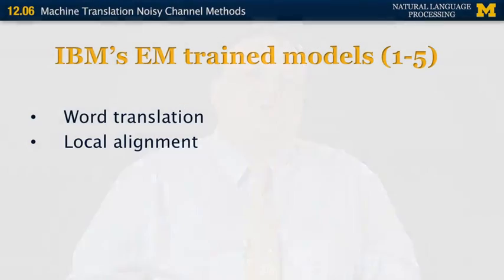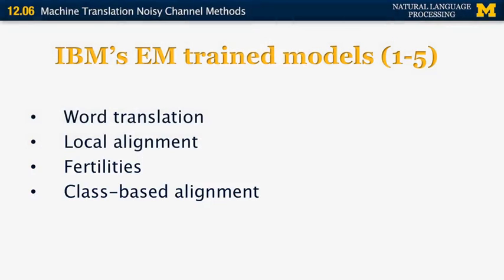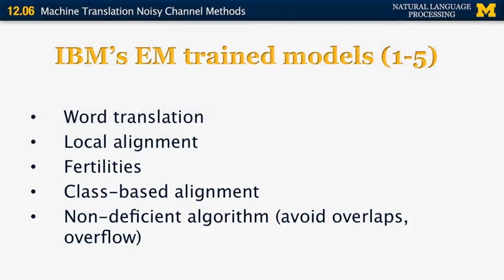And each of those probabilities is automatically obtained by using a method called EM, or expectation maximization, from pairs of aligned sentences in those 2 languages. So I'm not going to go through a lot of detail about those models. I just want to list them here. There are 5 EM trained models. So translation, alignment, and fertility, the ones that I already mentioned, and also models 4 and 5, which include something called class-based alignment and non-deficient algorithm.